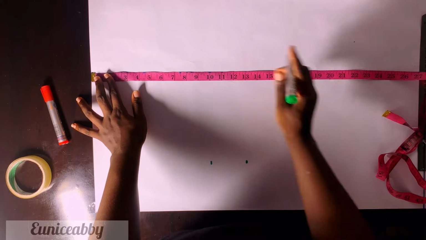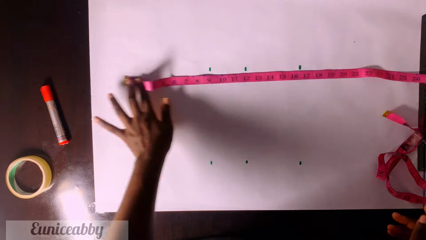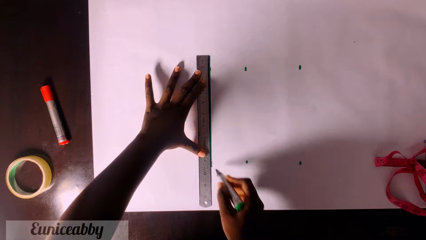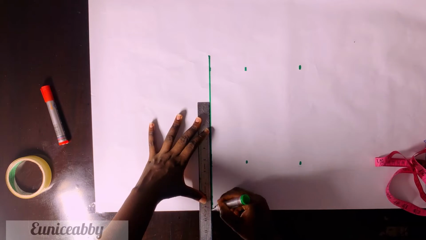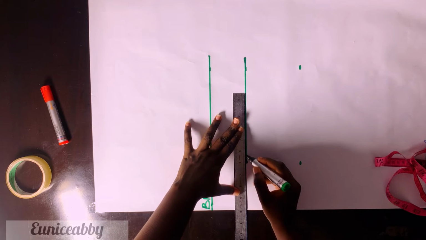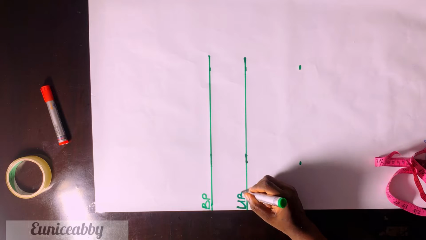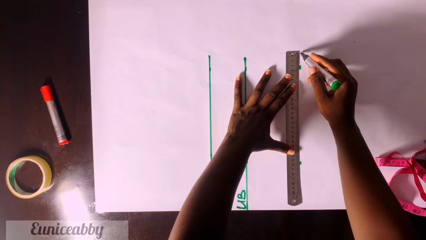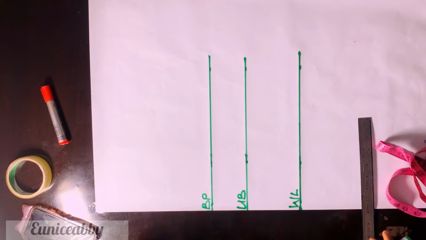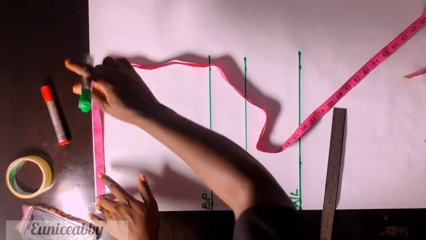I'll go ahead to mark them again: 10, 13, 17.5 inches, just for me to get a straight line. Basically, I'll go ahead to rule the lines into a straight line, okay? And I would label this my bust point, as in BP. I would label the second line, which is under bust, as in UB, and I would label the last line WL, which signifies waistline.